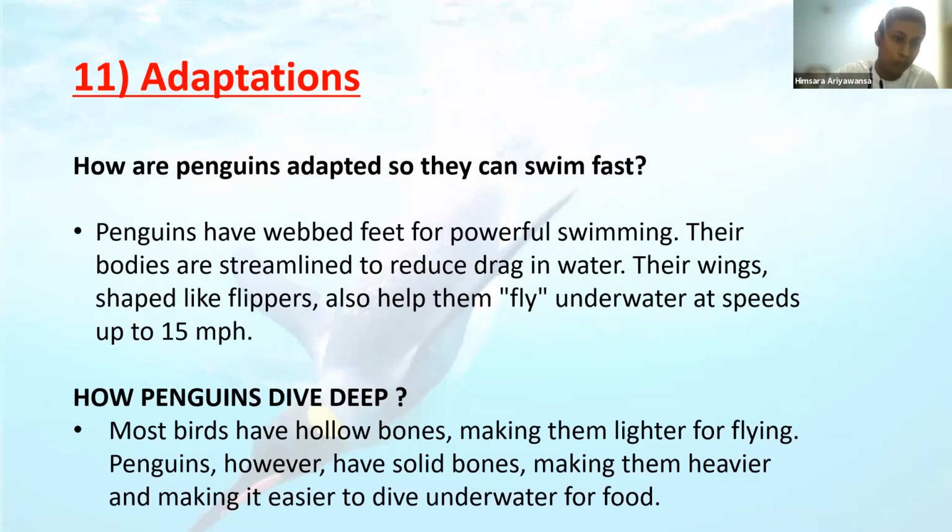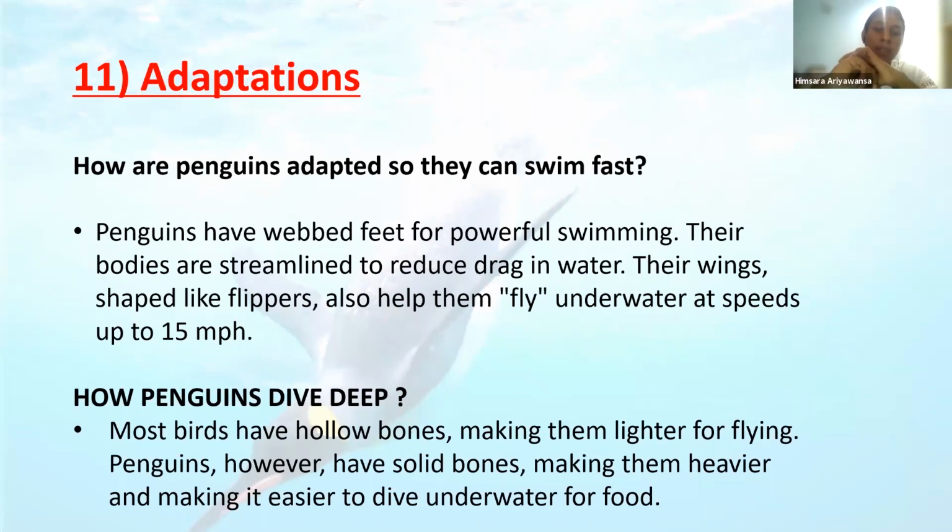So let's go. How penguins are adapted so they can swim fast. This is due to three reasons. One is that penguins have webbed feet for powerful swimming. Their bodies are streamlined to reduce drag in water. Their wings, shaped like flippers, also help them to fly underwater at speeds up to 15 meters per hour.